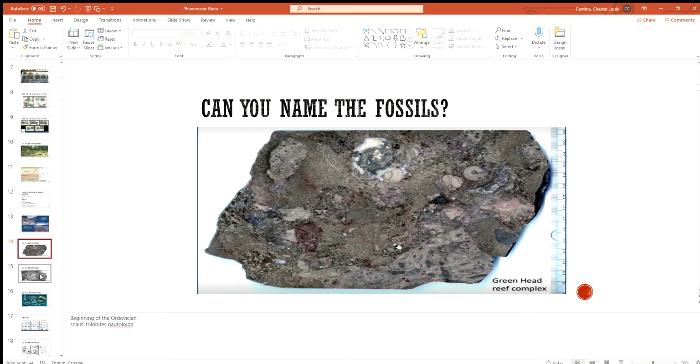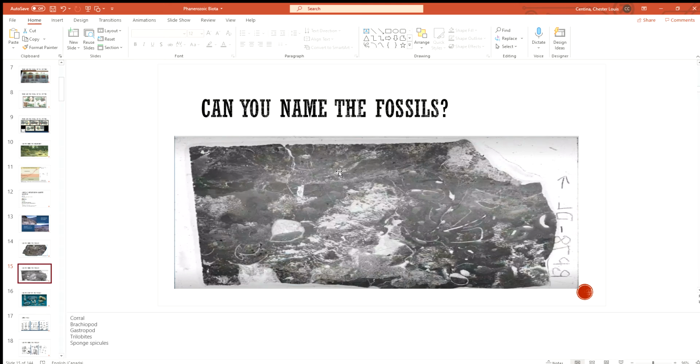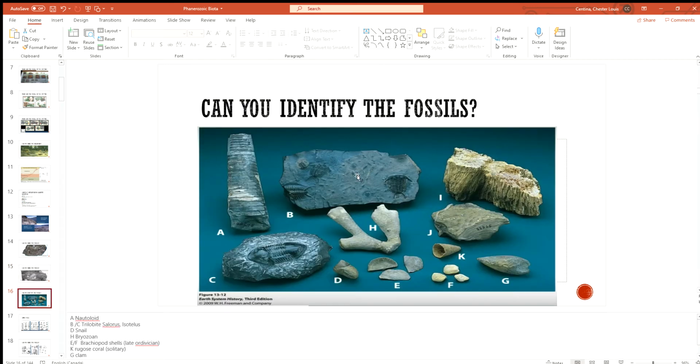Okay, so this is a cross section. This is a coral, brachiopods here. He mentioned a trilobite, I don't see them though. This is a sponge spicule. Okay, another exercise to identify, test your knowledge.